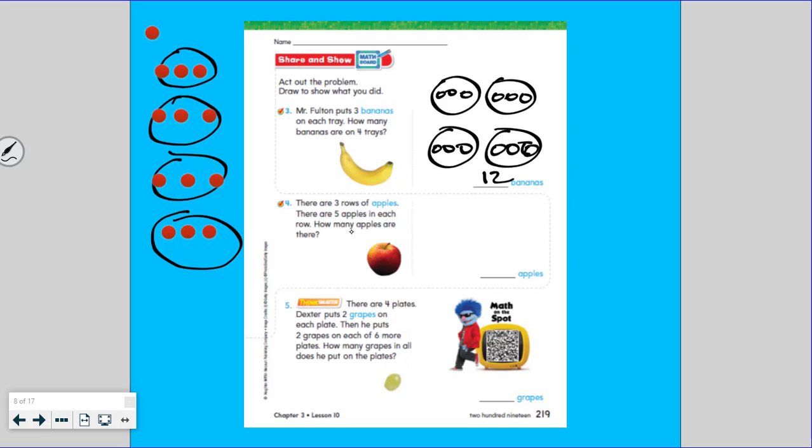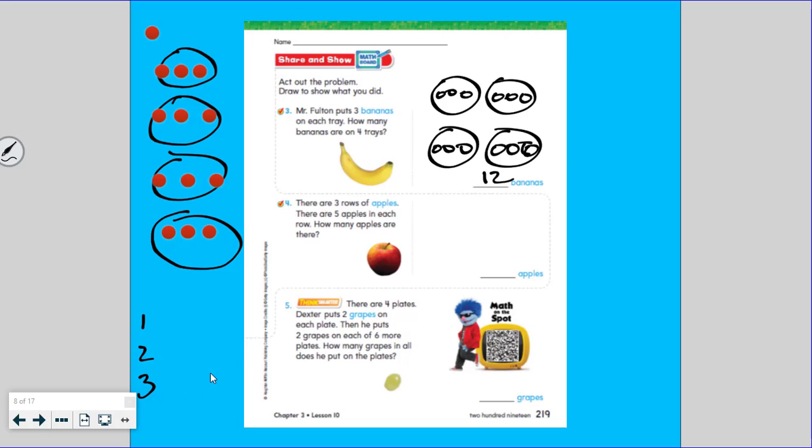All right, next one that we're going to act out. It says there are 3 rows of apples. There are 5 apples in each row. How many apples are there? So the first thing you're going to want to do is wipe your whiteboard off, and you're going to want to label it with 3 rows. And then you're going to want to put apples in each row to figure out the answer. So go ahead and act it out.